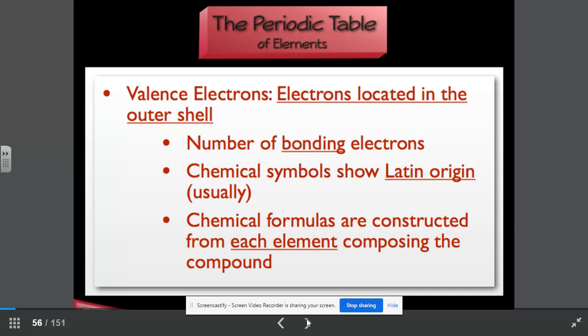Now let's talk about valence electrons. Remember, electrons are the little particles that orbit around the nucleus of the atom. These are located in the outer shell. There are the number of bonding electrons. There are chemical symbols, which show the Latin origin, usually. And then chemical formulas are constructed from each element composing the compound. This is a lot to take in, so we will be discussing this in class in a lot more detail.